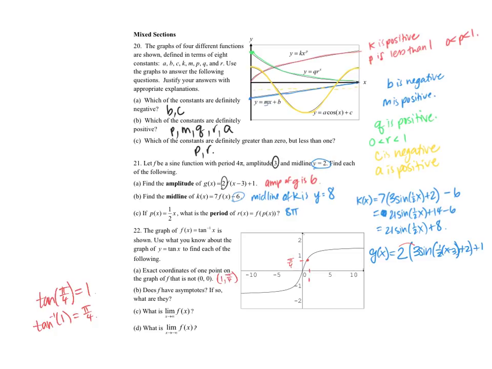Does f have asymptotes? If so, what are they? Well, if I think about the graph of tangent, it has asymptotes at pi over 2 and negative pi over 2. So if I flip it on its side, then here at pi over 2, it should have an asymptote, and here at negative pi over 2, it should have an asymptote. So y equals pi over 2, and y equals negative pi over 2. And then what is the limit as x goes to infinity of f of x? Well, as x goes to infinity, that y value is getting closer and closer to pi over 2. And as x goes to negative infinity, as we go this way, the y value is getting closer and closer to negative pi over 2.